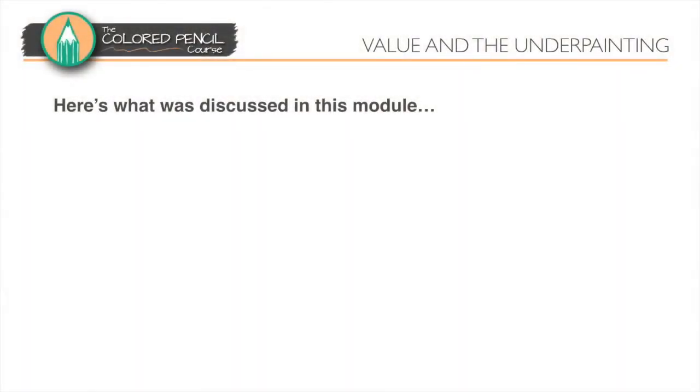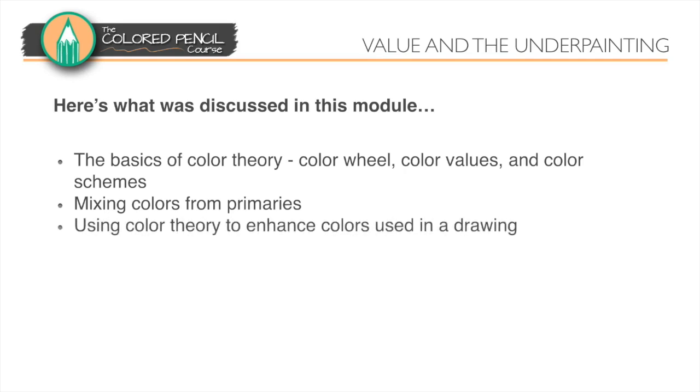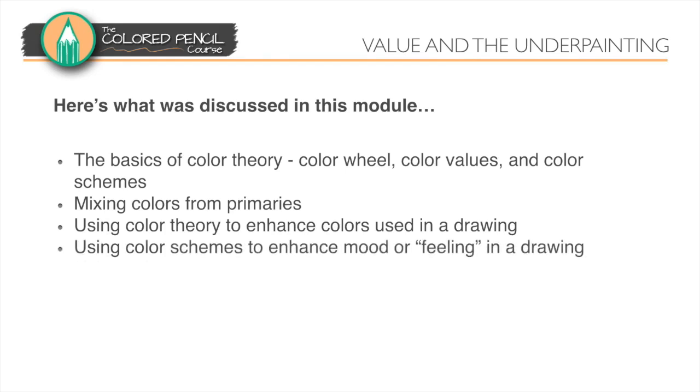Here's what was discussed in this module. We took a look at the basics of color theory, which included the color wheel, color values, and color schemes. We also took a look at mixing colors from the primary colors. We explored using color theory to enhance colors used in a drawing. And we also looked at using color schemes to enhance mood or feeling in a drawing.